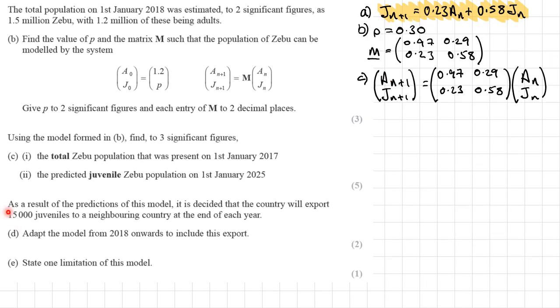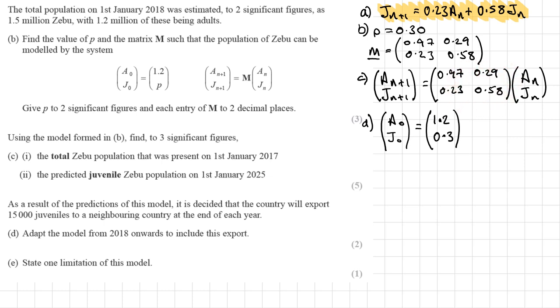Right, let's continue. As a result of the predictions of this model, it is now decided that the country will export 15,000 juveniles to a neighbouring country at the end of each year. Part D, adapt the model from 2018 onwards to include this export. Now, a model needs to include the initial values, the initial population, so the model will still have A_0 and J_0 as this initial population of 1.2 and 0.3. That's part of our model, but we do need to adapt what we have here.